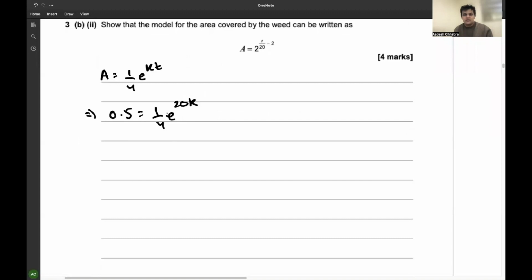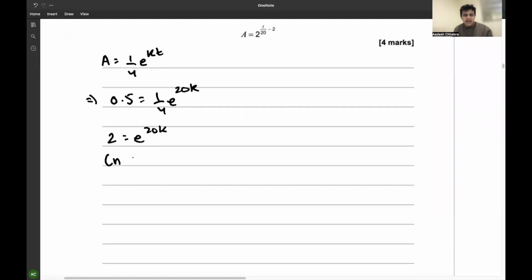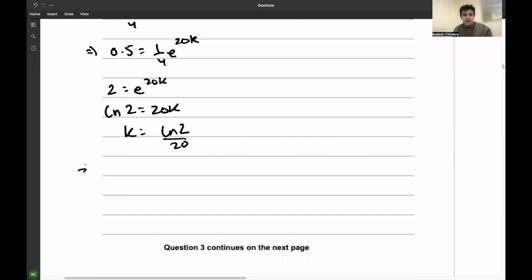Now if I go ahead and try and solve for K, essentially I get 2 is equal to e to the power 20K. Take ln on both sides, I get ln 2 is equal to 20K, and so K is equal to ln 2 by 20. Okay, now that I have this, I can sub this back into the equation. So I have A is finally equal to 1 by 4 e to the power ln 2 by 20 t.